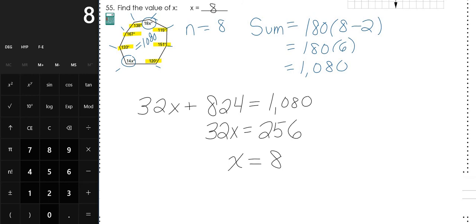Again, this question, you had to know the sum formula, 180 times n minus 2. So that should be something that you're going to add to the back of your reference sheet as something that you need to memorize. Okay, let's move on to our last question on this page.